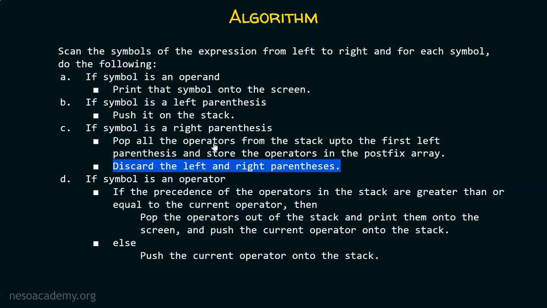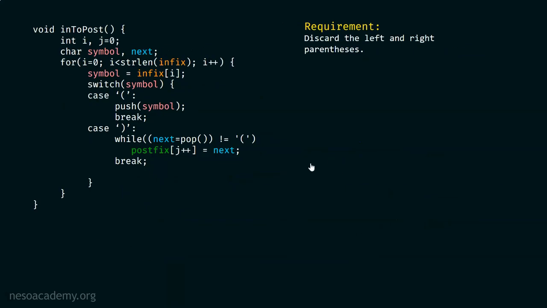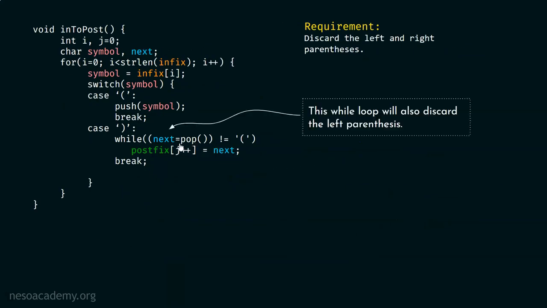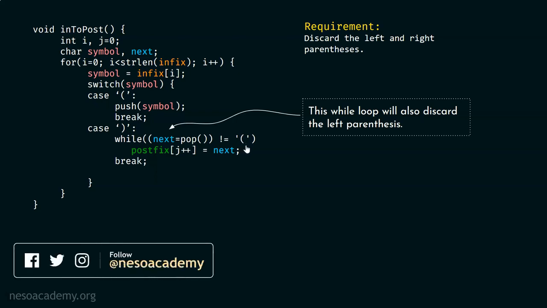Now, the next step is to discard the left and right parentheses, and it is very clear that this while loop will also discard the left parenthesis. Because if we have encountered a left parenthesis, first that left parenthesis will get popped out of the stack. Then we are checking this. Is the left parenthesis equal to this symbol? And obviously they are equal. Therefore, we'll get outside of this while loop. So this while loop is also discarding the left parenthesis, right? So I hope the whole idea of this program is clear to you.